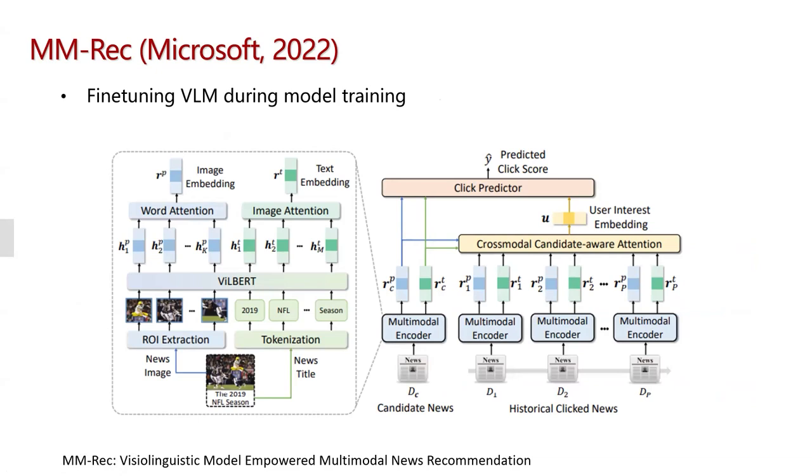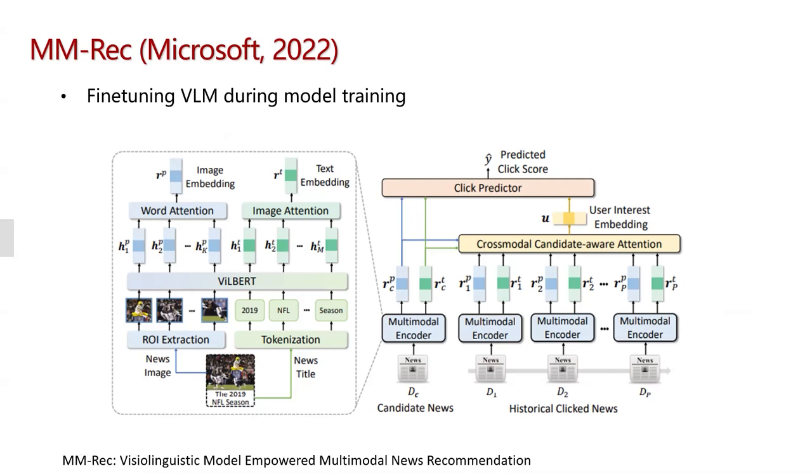From Microsoft, there is a method named MM-Rec for news recommendation. This method is very straightforward because it just fine-tunes the model during training, and they use different multimodal embeddings to match the candidate news and the historical click news. If we directly fine-tune the entire model, the computational cost may be huge in some large-scale systems, right? So we need sufficient GPUs for model training and for model inference.